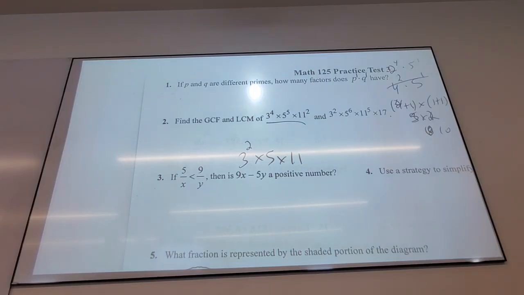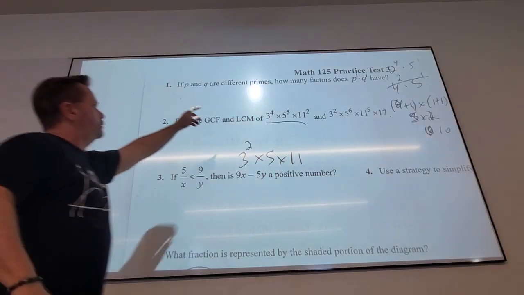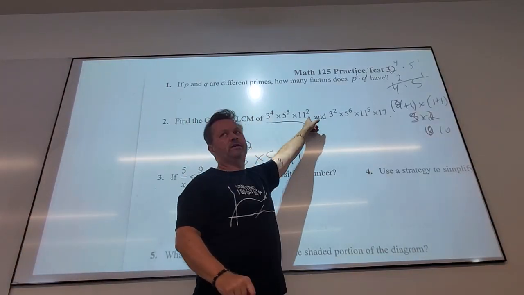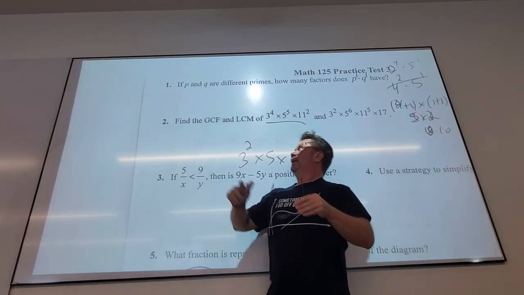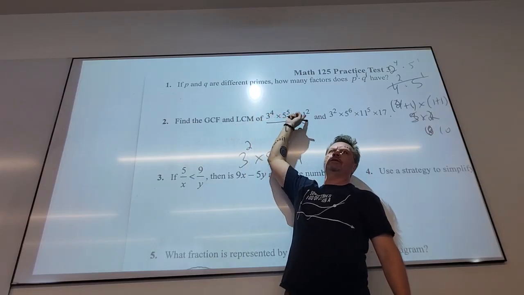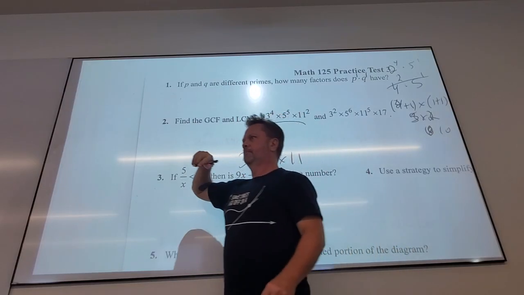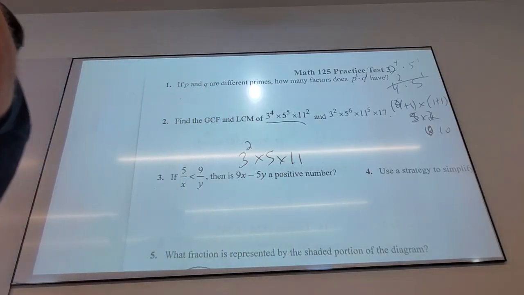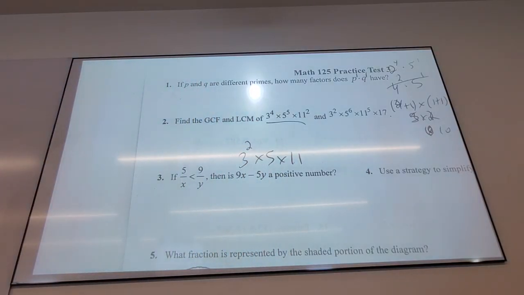So if number 2's question was, how many factors does this number have? It would be 5 times 6 times 3. That's how many factors it would have, because of how I can put factors together. Okay, maybe. Okay.